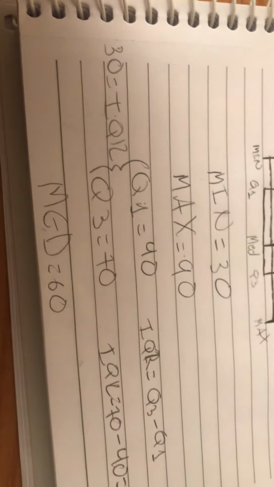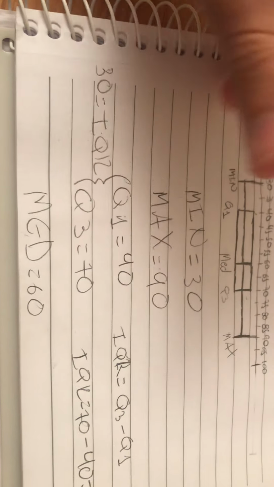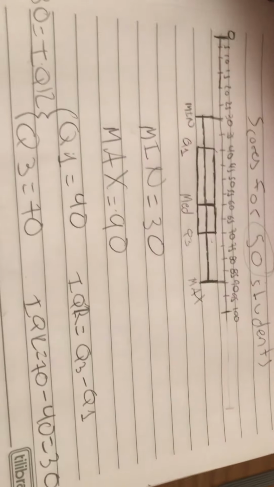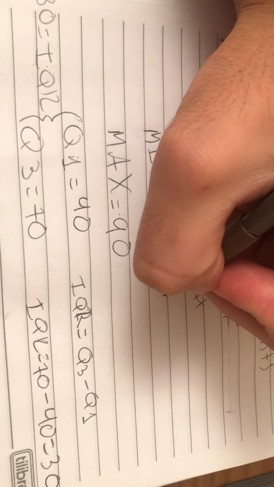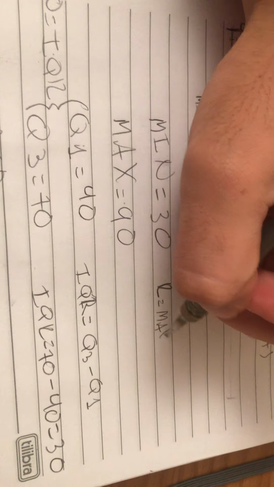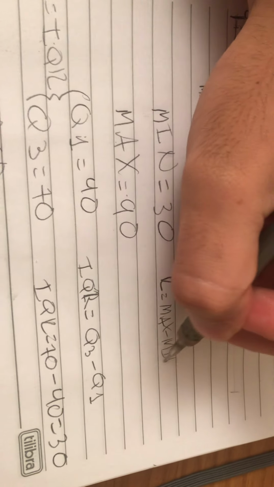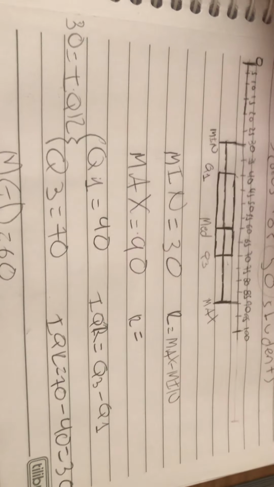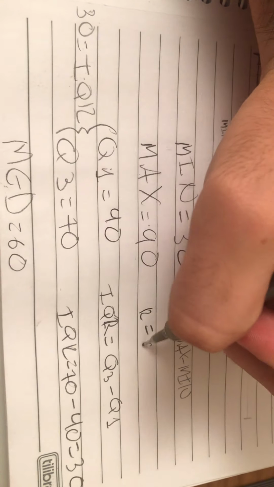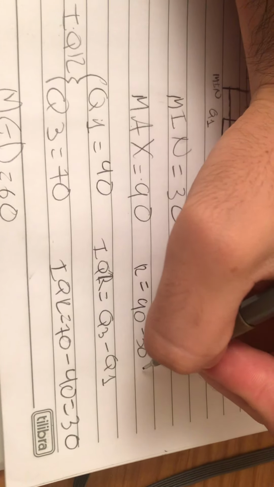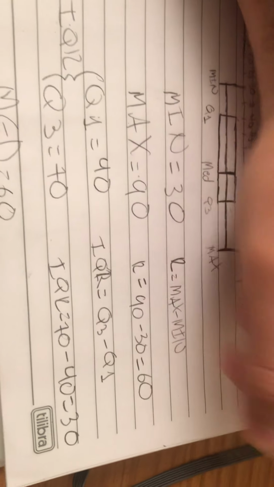And another thing that we can see here as well would be the range. So the range is the distance between the maximum and the minimum. So I'm just going to use R for range over here. It's equal to the max minus the min, which is maximum minus the minimum. So the range would be equal to our maximum value, 90, minus 30, which is our minimum value over here, which would be equal to 60.